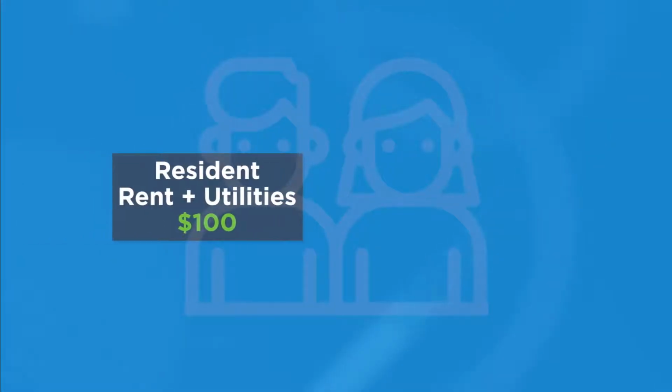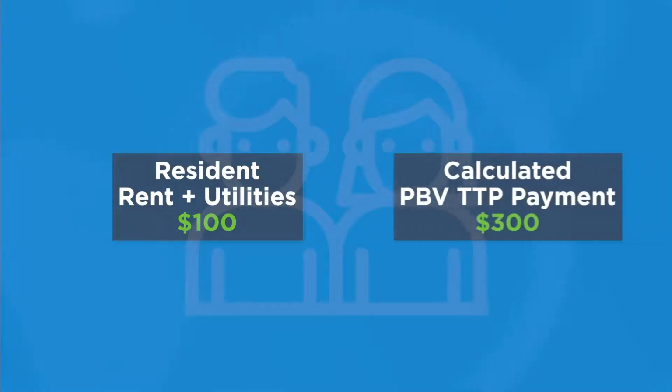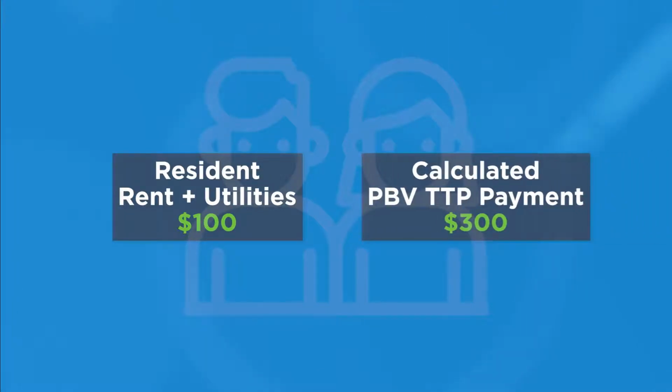Now back to our example. The phase-in would apply in this scenario. Your resident's most recently paid rent and utilities is $100, but the calculated PBV total tenant payment, TTP, which is most often equal to 30% of adjusted gross income, comes to $300.